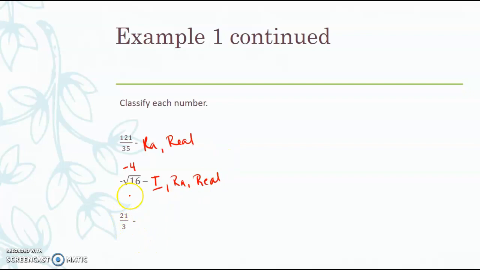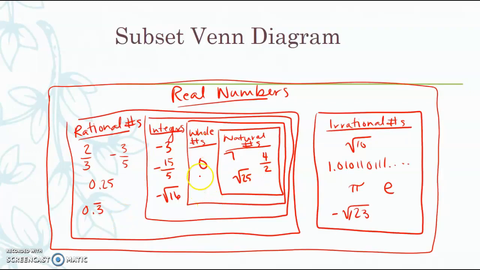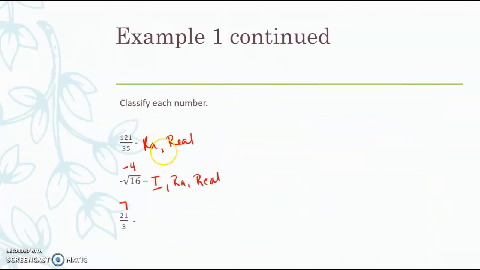21 over 3. It's already written as a fraction, right? So we know that it's rational, but what else do I know? If I take 21 and divide by 3, I get 7. So where does 7 land in all of these? Well, it's a natural number. I can count by it. And if it's natural, then it's whole, then it's an integer, then it's rational and real. So when it's a positive whole number, we're hitting all of them. Natural, whole, integer, rational, real.